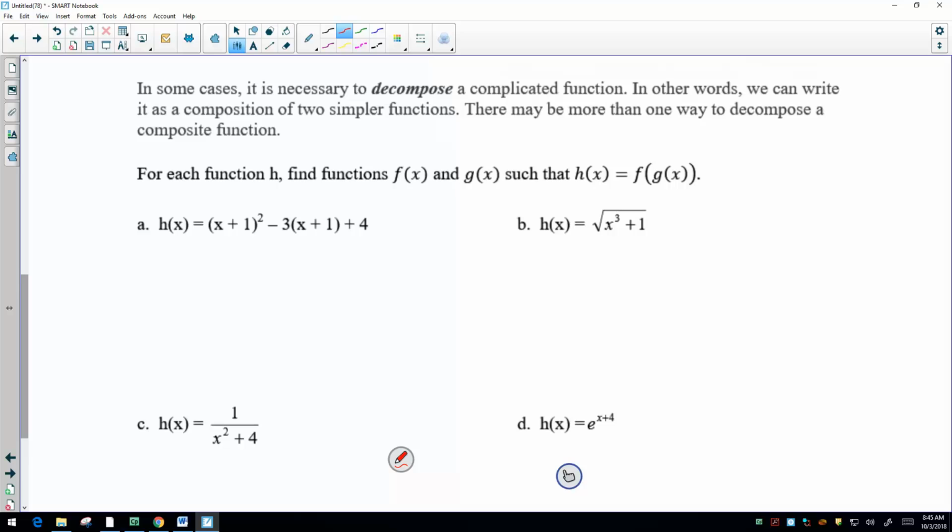Okay, now the very last thing that we're going to talk about is decomposition. So decomposition is going backwards. It's saying I have a function and I want to break it up into two functions. Now again, we want to be careful with the notation.